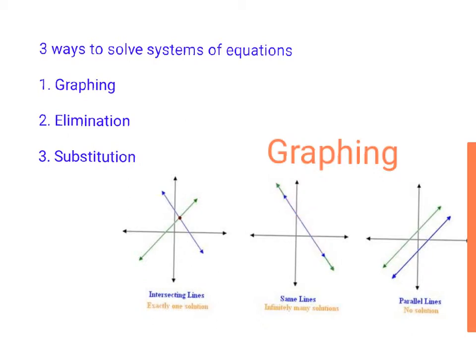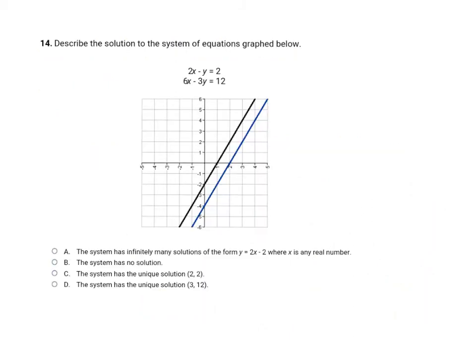And so since there's an infinite number of places that they touch, you're going to have an infinite number of solutions. And then the third situation you could have is parallel lines. So those lines are never going to touch. So that's no solution.